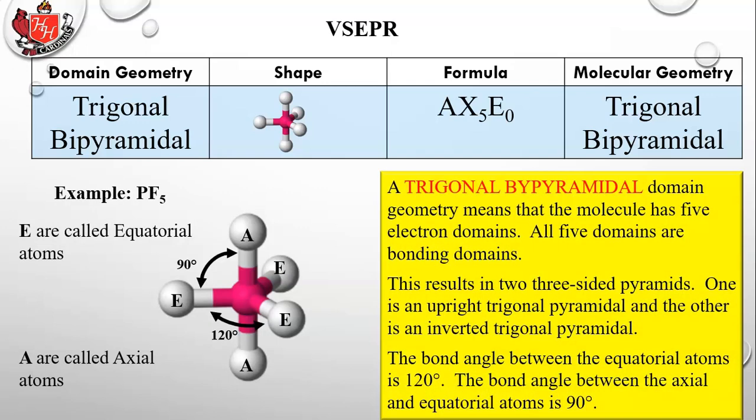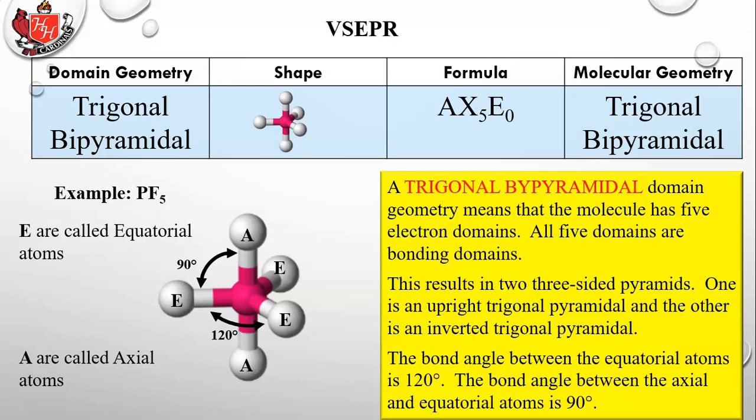So a trigonal bipyramidal domain geometry means that the molecule has 5 electron domains. All 5 domains in this case are bonding domains. This results in 2 3-sided pyramids. One is an upright trigonal pyramidal and the other is an inverted or upside down trigonal pyramidal. So go back and look at the trigonal pyramidal we had a few slides back. It was a 3-sided pyramid, and you see that on the top half of this molecule. The 3 E's are the base of the pyramid, and the A is the top of the pyramid.